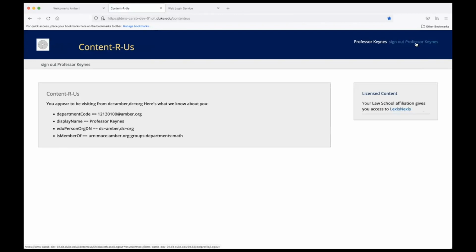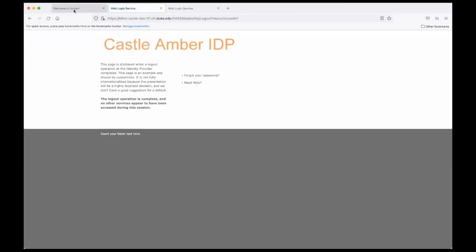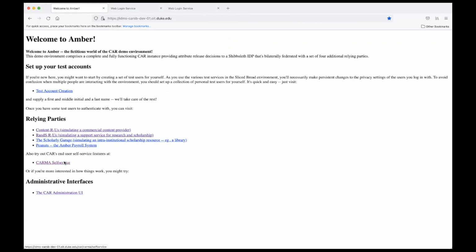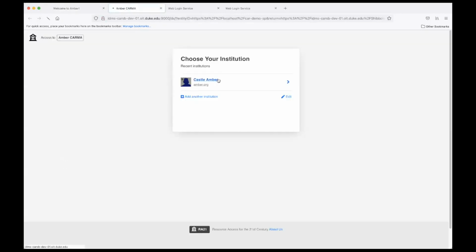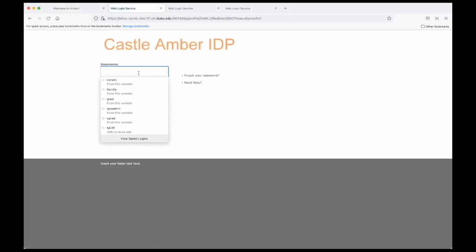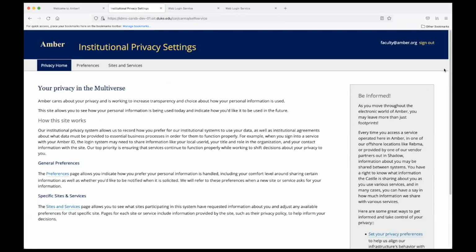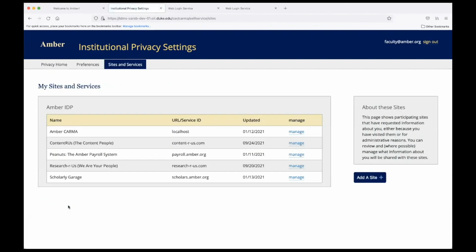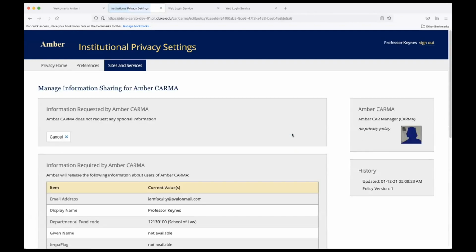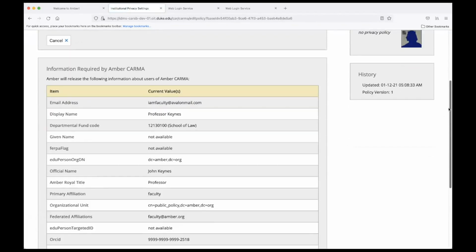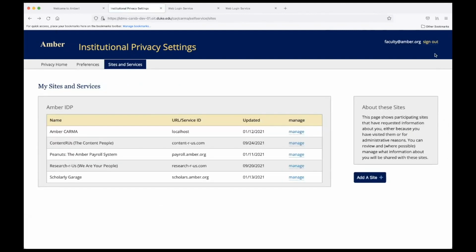I'm going to sign out again, and I'm going to go back and I'm going to look at my preferences for various roles, relying parties rather. I'm going to log in as the faculty member, and I'm now at a place where I can see what my settings have been. So here are the various sites I go to. If I want to revoke a policy, I can hit manage and I can change what I release to that site. I'm going to sign out.